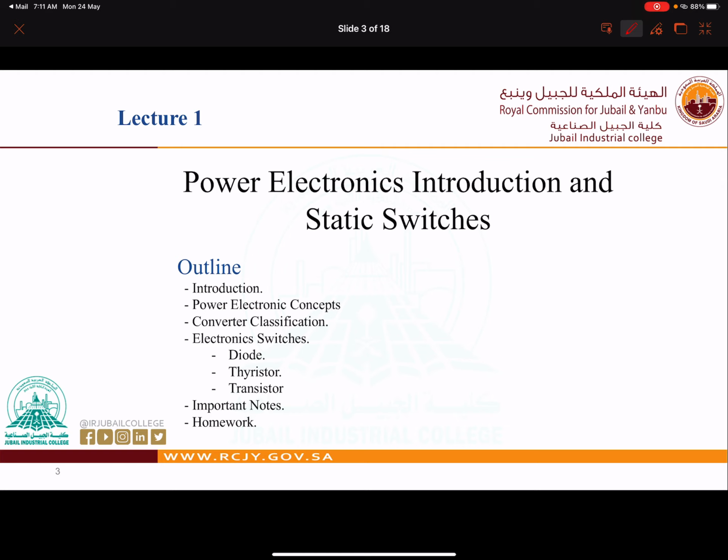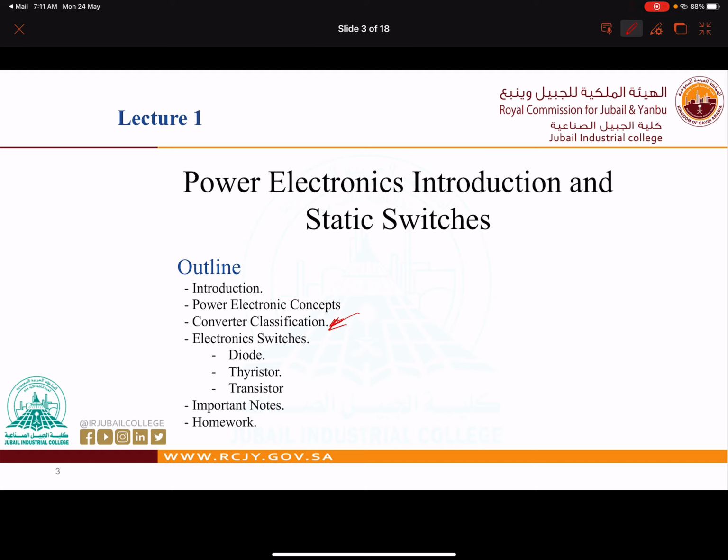Now, lecture number 1 will be about power electronics introduction and static switches. We are going to outline the introduction about power electronics. We will see the concepts of power electronics. Inshallah, we will go through converter classification. We will introduce to you electronic switches like diode, thyristor, transistor, and so on.